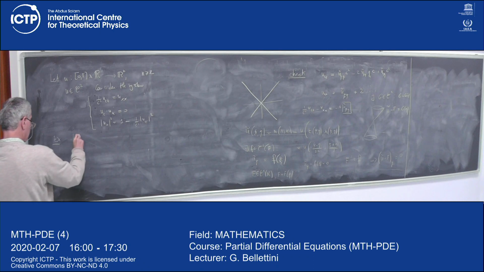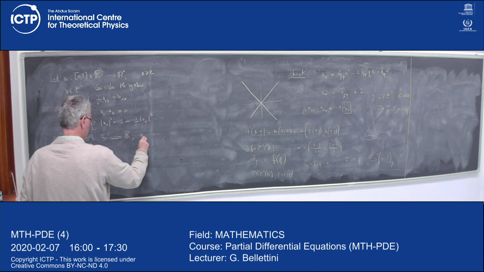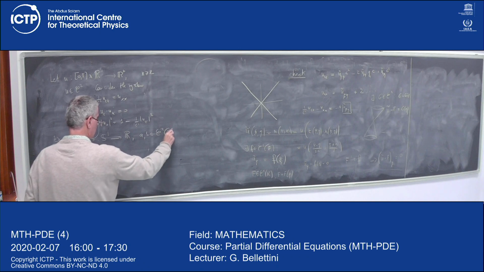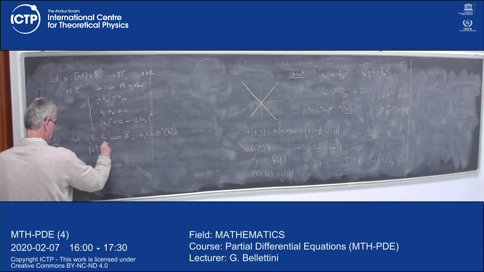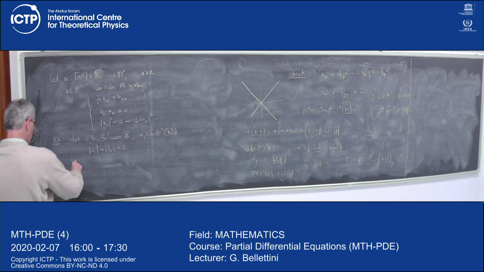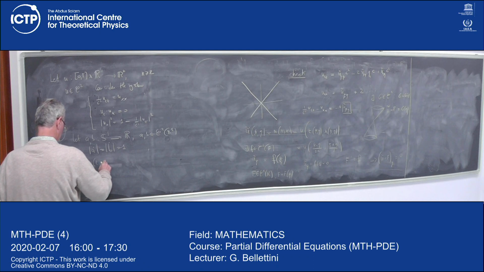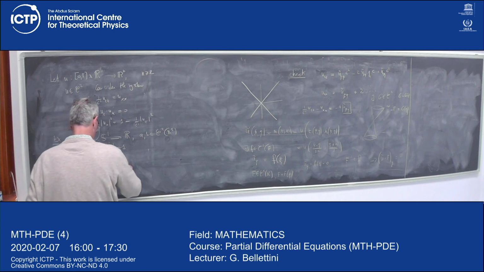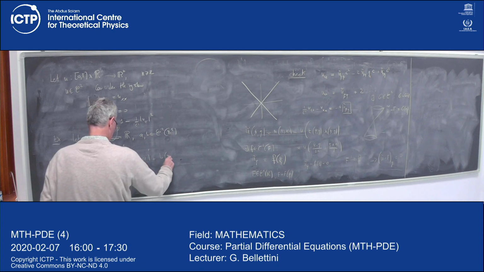Then the exercise: suppose that A and B are two C2 functions. Set u of t, x equal to one half of A of (x plus ct) plus B of (x minus ct).